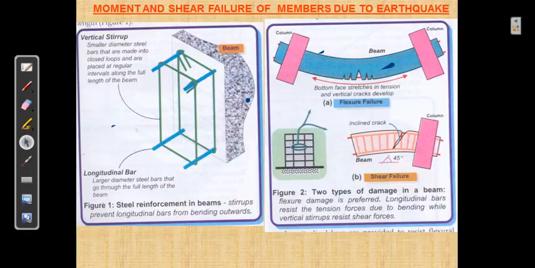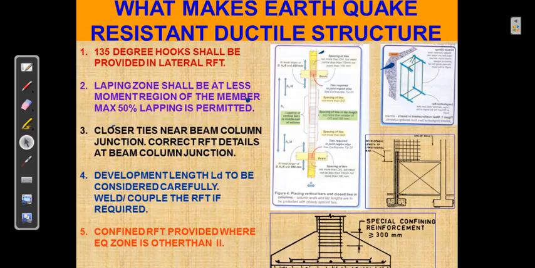Okay, then what makes earthquake-resistant ductile structures? See, a 135-degree hook shall be provided in lateral reinforcement. Lapping zone shall be in the less moment region of the member. Closer ties near beam-column junction. Development length Ld to be considered carefully. And confined reinforcement provided where the earthquake zone is other than zone 2.